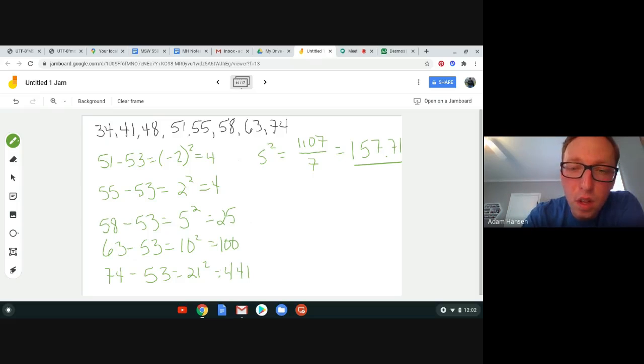All right. The hard work is over because the standard deviation is simply just the square root of 157.71.